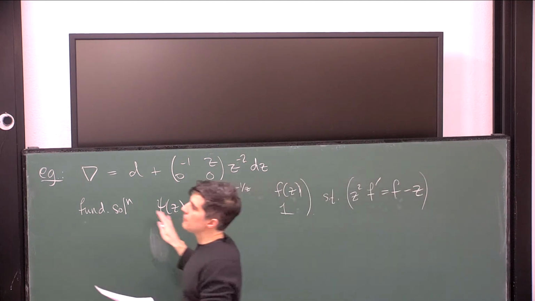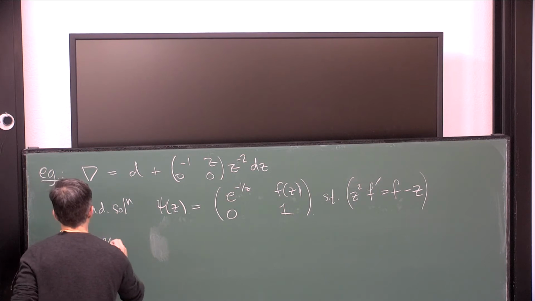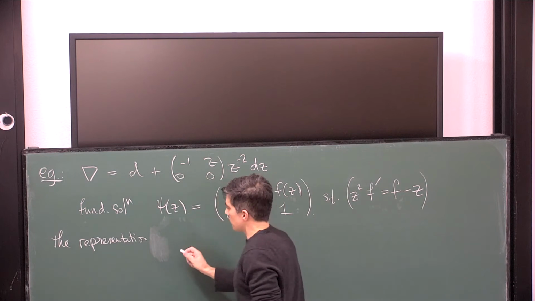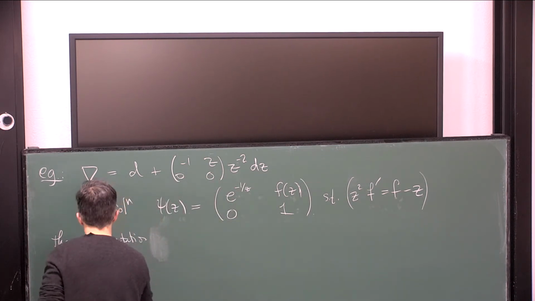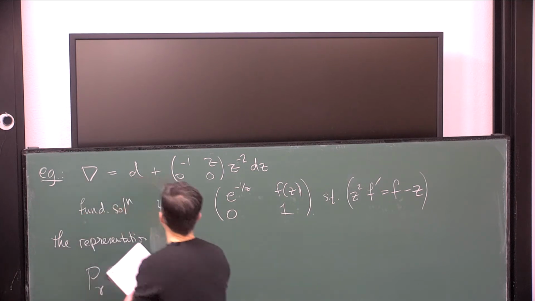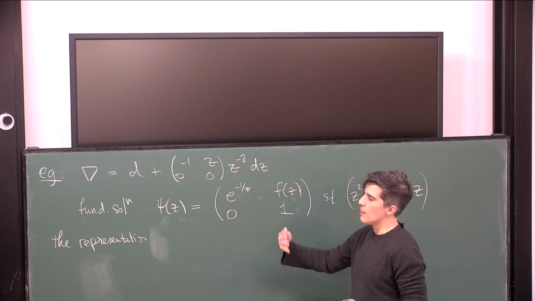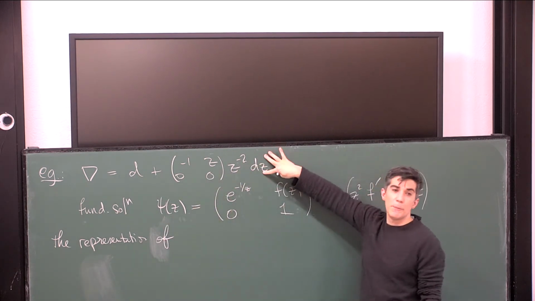But this is not the representation. The representation would be P going from P along some path. Okay, so this is supposed to give us a representation, but a representation of what? Which groupoid would this be a representation of?